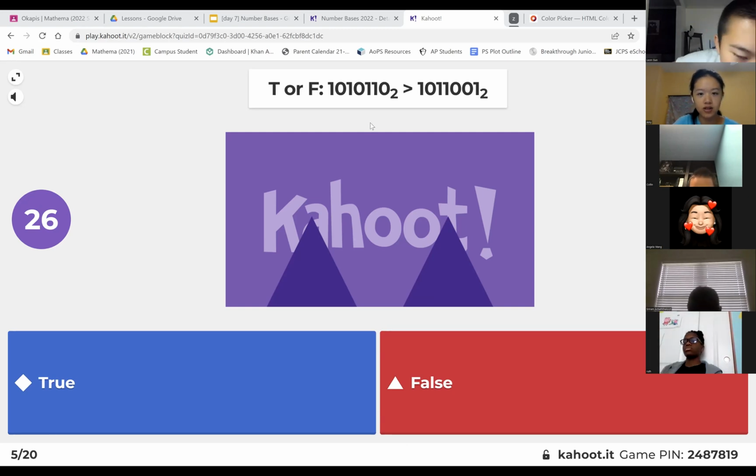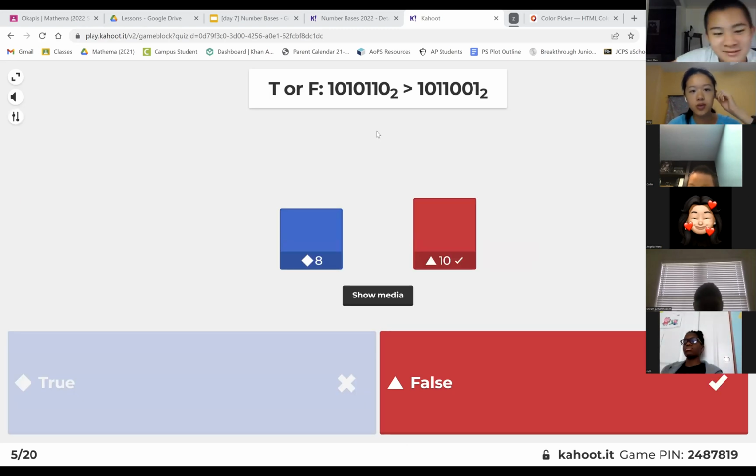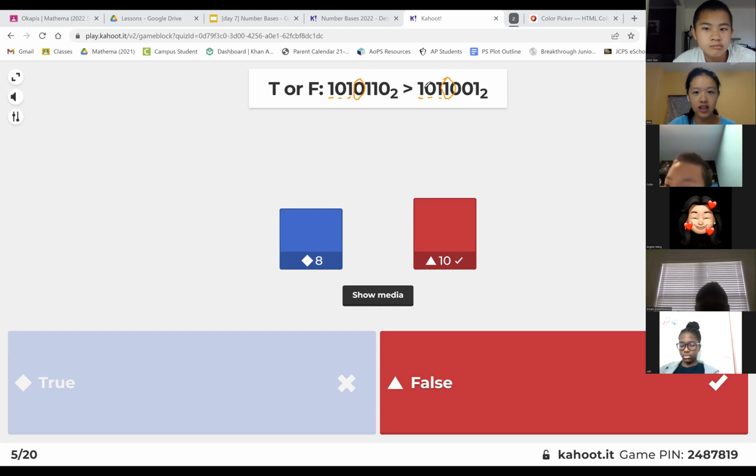Okay, so this is false because I wouldn't actually convert the numbers. What I would do is this. I would look at the first digit and see if they're the same. If they're the same, move to the second digit. Are they the same? Then move to the third digit. Are they the same? Yes, then move to the next digit. And the next digit is different. This digit is less than this digit because 0 is less than 1. And you can just stop right there because that tells you that the number is less than the other one.